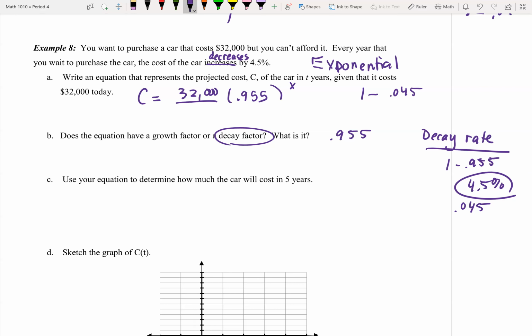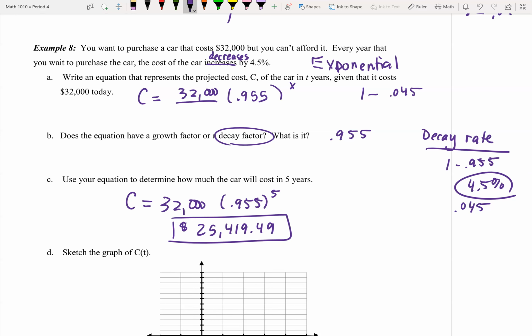How much will it cost in 5 years? So it's 32,000 times 0.955 raised to the 5th power. Now this doesn't make sense, because is the cost of a new car going to decrease over time? No. I changed it to decrease because I wanted an example of both. It's fine. We're just going to go with it. I'm putting it in my calculator, and I know this is money, so it's $25,419.49. Dollar sign in the front, always go to the nearest penny.